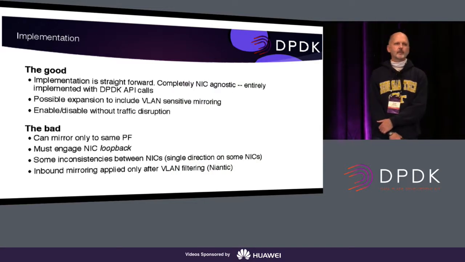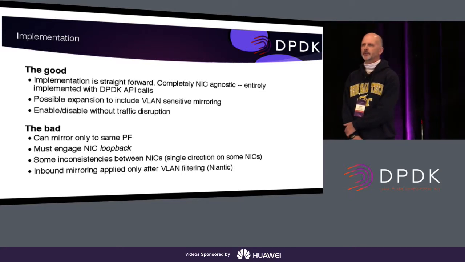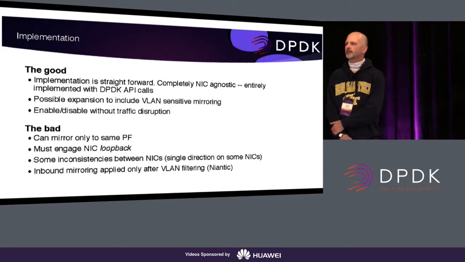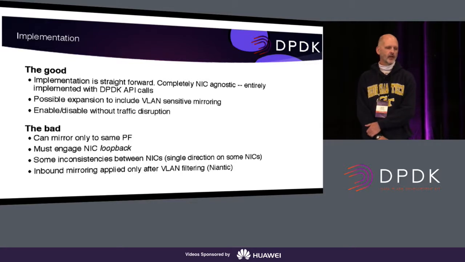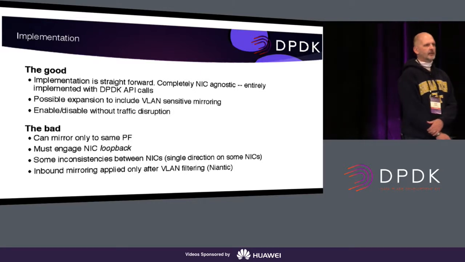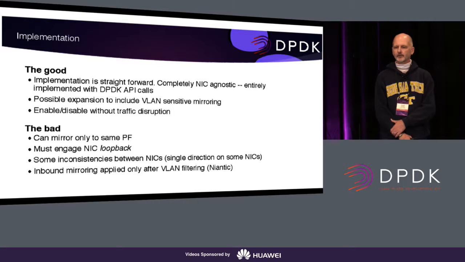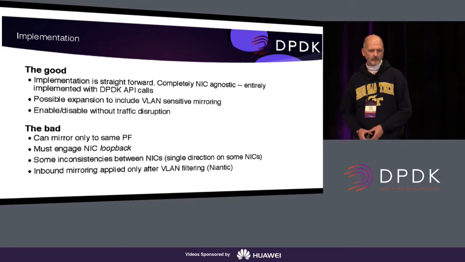So, was it easy to do? Actually, yeah, it was. It was very easy to do because we were able to take advantage of everything that was provided to us in the DPDK environment. We didn't have to write any NIC-specific code, which means that for any NIC that supports the mirroring, it works just fine. We can possibly expand it to include some VLAN-based mirroring, which right now we've got it implemented such that it's an all-or-nothing deal.